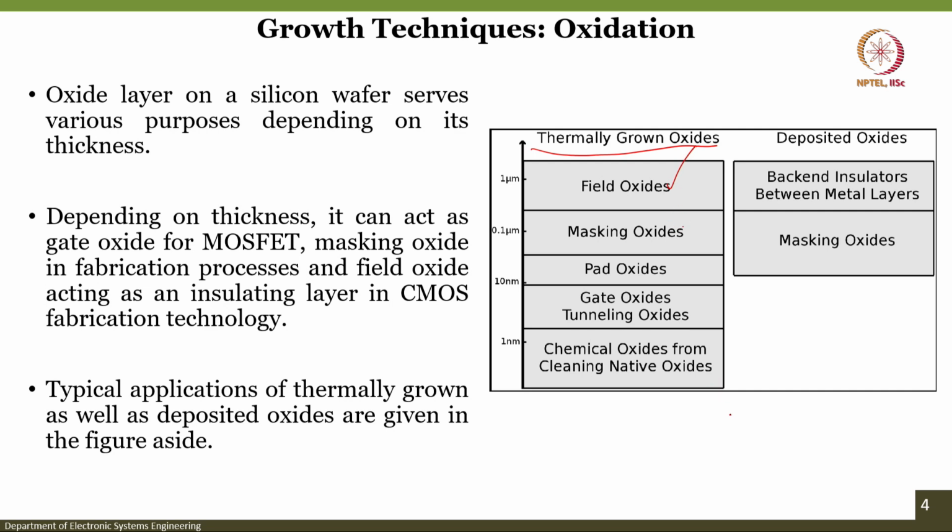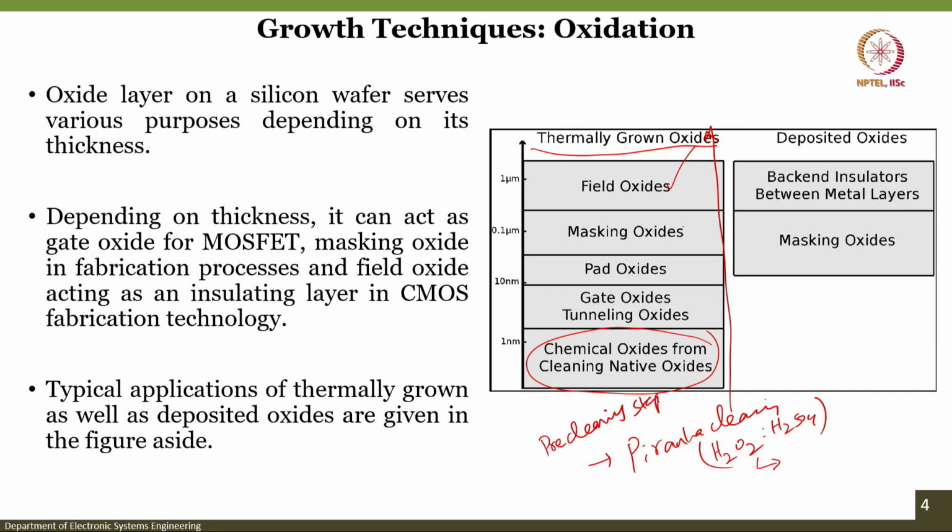If I come from the bottom, let us go from the bottom. Once you do something called chemical oxides from cleaning, native oxide, what happens is there is something called piranha cleaning, where the components are H2O2 and H2SO4, in different ratios, 1:2, 2:4 or something. This is called the pre-cleaning step. We have contamination protocols in place, so one has to clean it properly. Once you clean it, because oxidizing agents are involved, obviously you will have silicon dioxide.